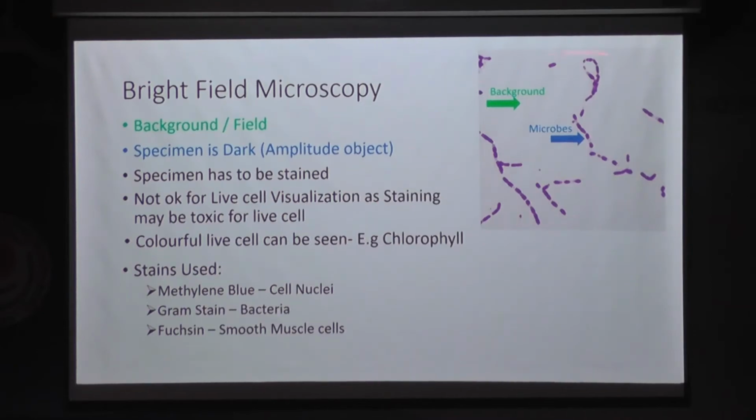When staining is not done, we have to use not bright field but another contrast type, which can be phase contrast, or maybe DIC or polarization. Those are the things we have to look at. Some of the stains normally used are methylene blue for cell nuclei and Gram stain for bacteria.